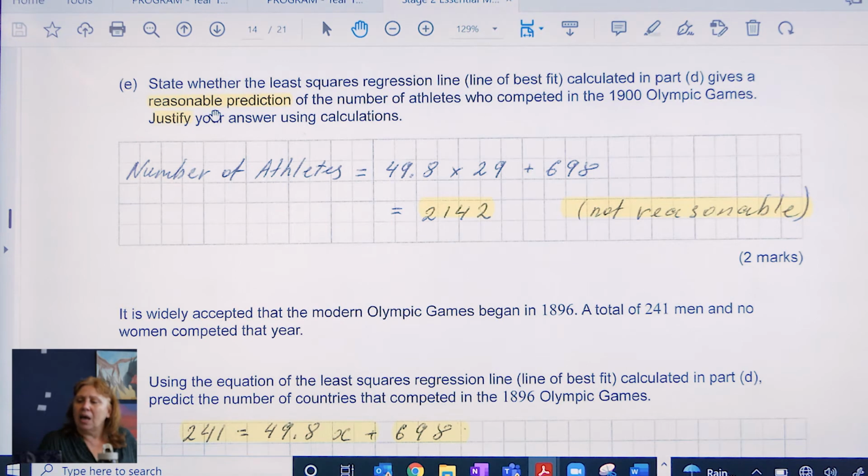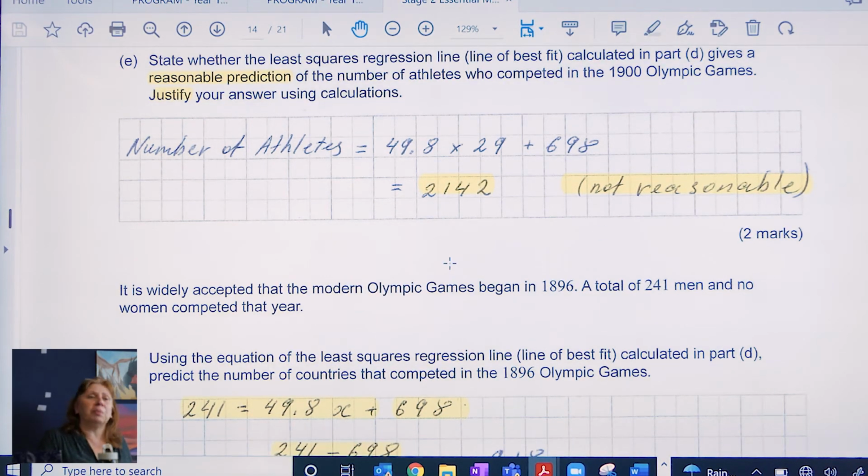So they say gives a reasonable prediction and justify. So justify, it's not reasonable, okay, to have this amount of athletes there. Again, if they write big, nice sentences, it's fine, but if they just use short words to say that, it's fine as well, okay, it's fine as well.